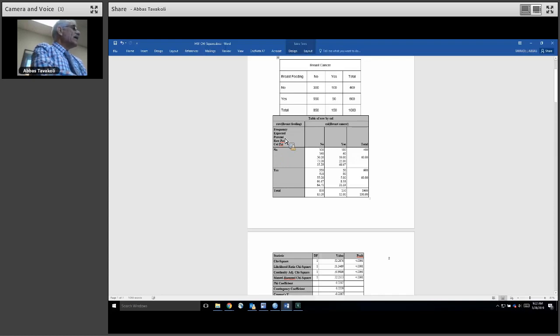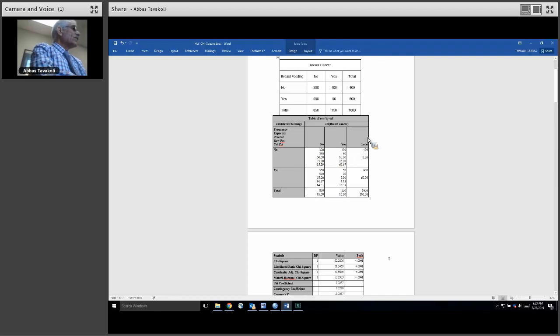The third value is your percentage for that cell. That means 300 divided by 1,000, you get 30%. And then the fourth value in each cell is row percentage. That means the number of that cell divided by the number of total in row. And then column percentage is basically the cell number divided by total in column.